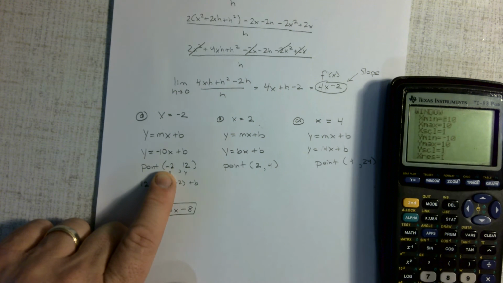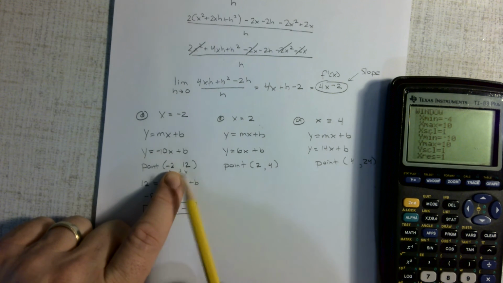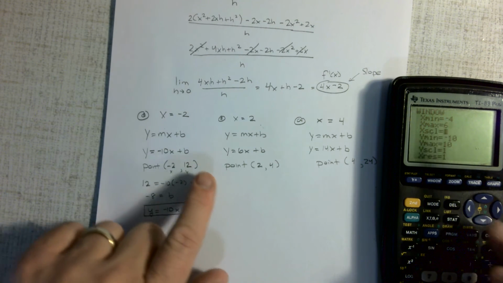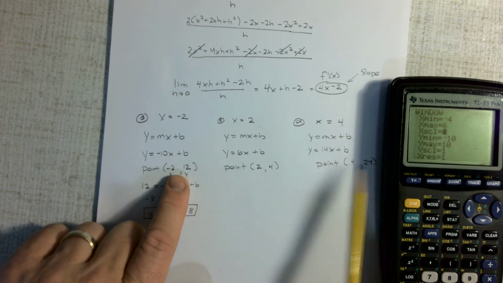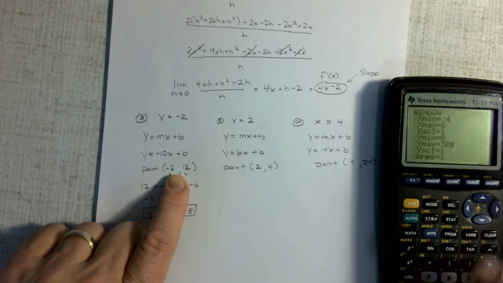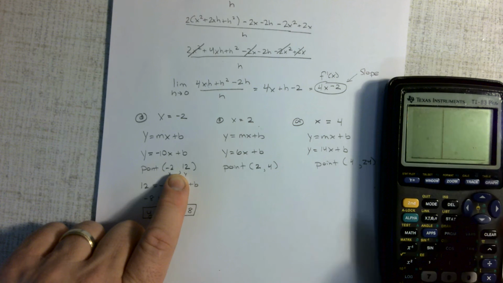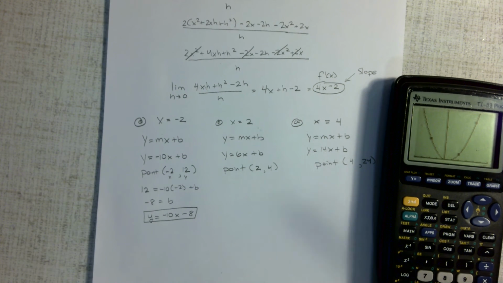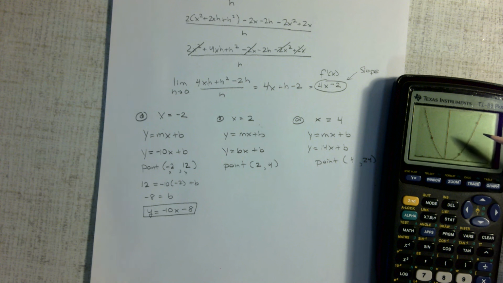So I'm going to hit window. And let's just go a little bit to the left of that point and a little bit to the right of that point. And now going up and down, I have 4 and 12 and 24. Let's just start at 0 and go up to 30. And there's my 3 points. And there's my parabola going through them.